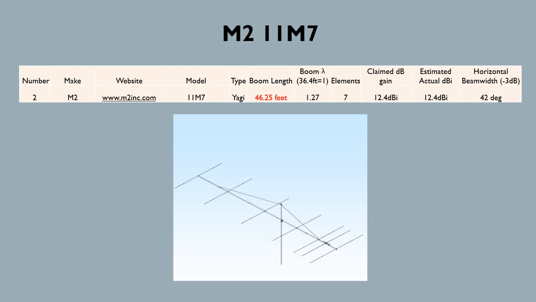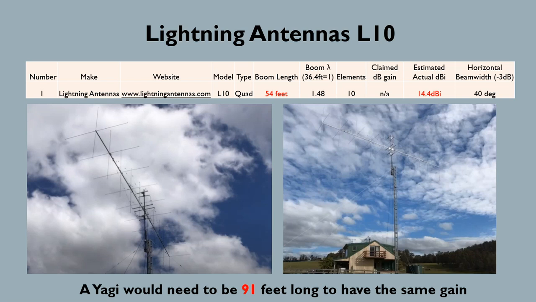Number 2 is the M squared 11M7 at 46 and a quarter feet. So a lot of people may not know, M squared makes not just amateur and commercial antennas, but they actually do have two models for 11 meters. They have a 5 element at just under 30 feet, and this bigger one is 7 element at 46 and a quarter feet. It has around 12.4 dBi. So maybe people don't know, but they do make an 11 meter antenna.